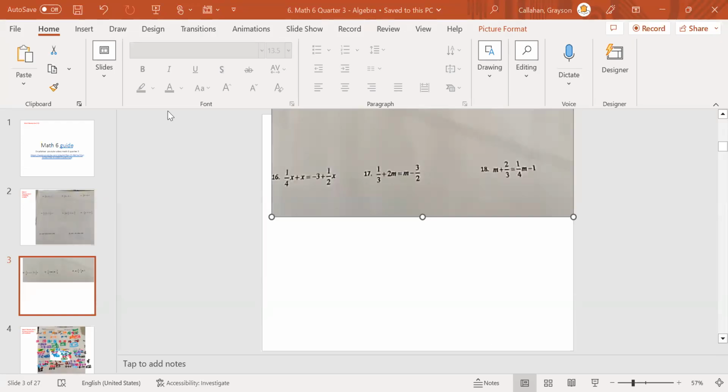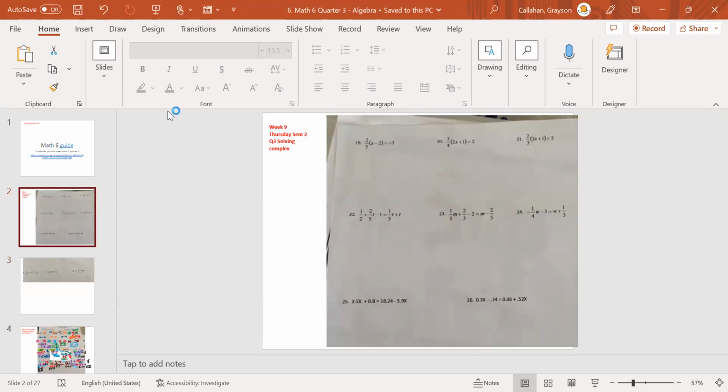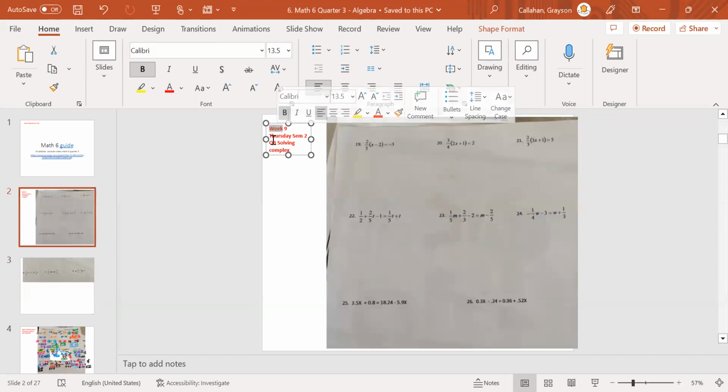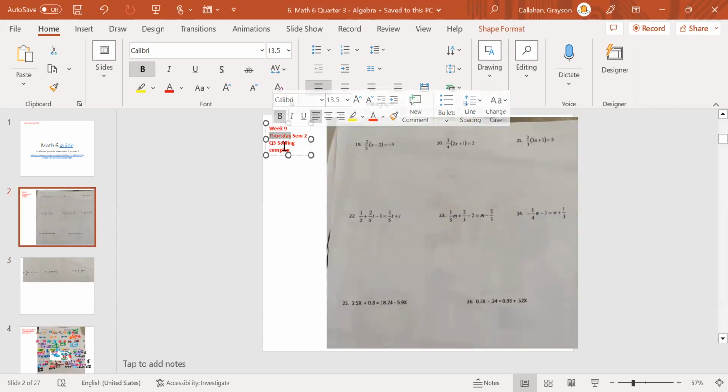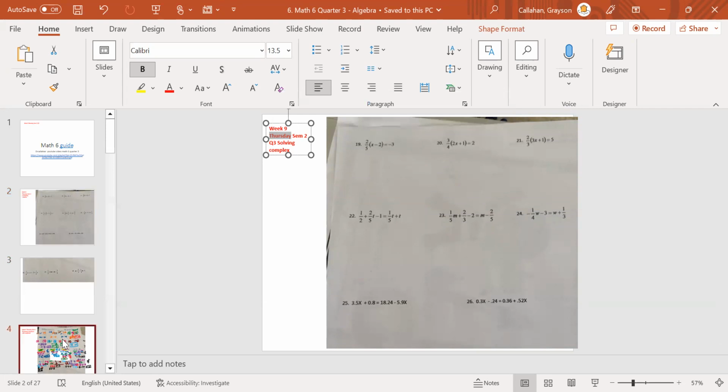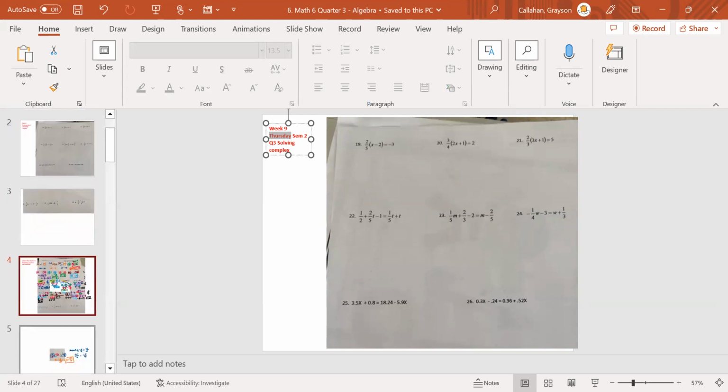Okay, so let's go ahead and take a look at this right here. So this is week 9. This assignment was originally assigned on Thursday, so we're just gonna go ahead and continue with it. This was the original one, and we're just gonna continue on with the remaining portion.